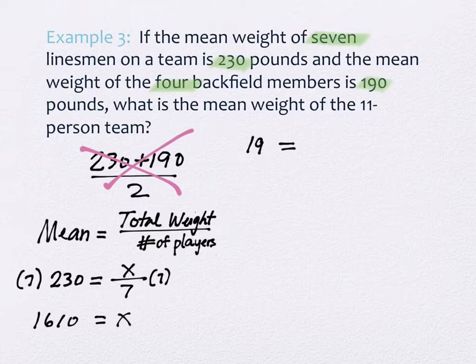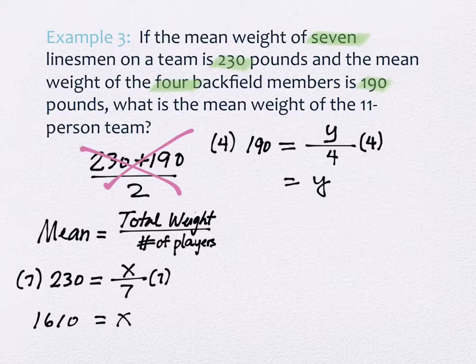190. And just so that it doesn't look the same, I'll call it Y on the top. And how many of them are there? 4. These are the faster guys because they weigh less, probably. I mean, that's usually how that works. And then I would multiply by 4 to get the total weight of these 4 members. And what would I get? 760.